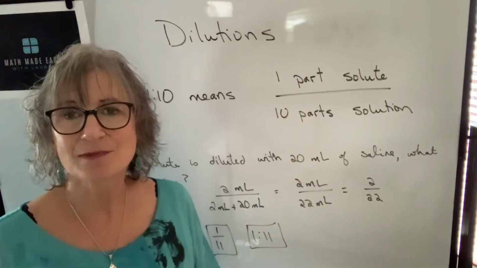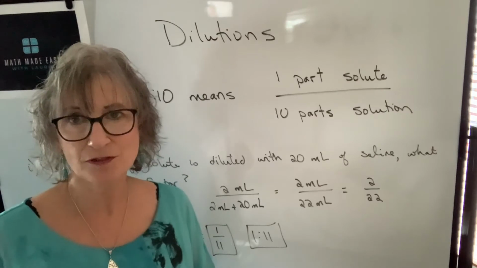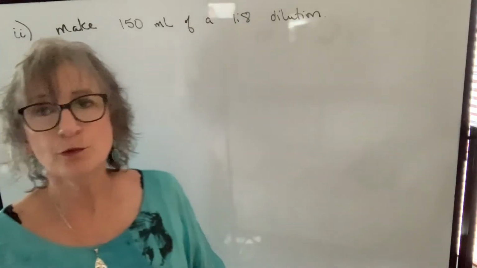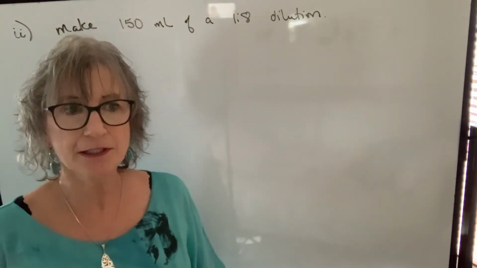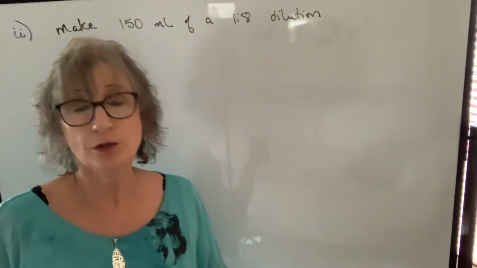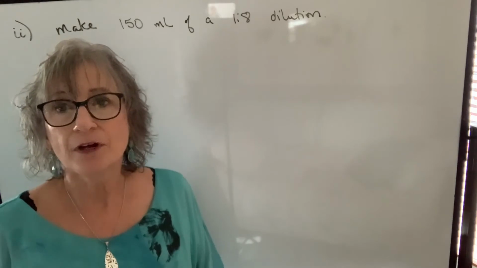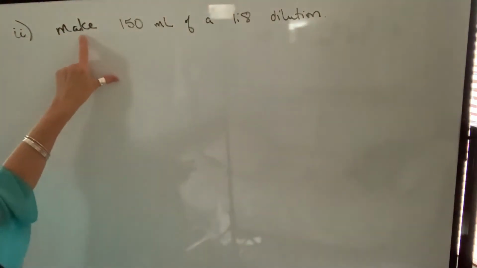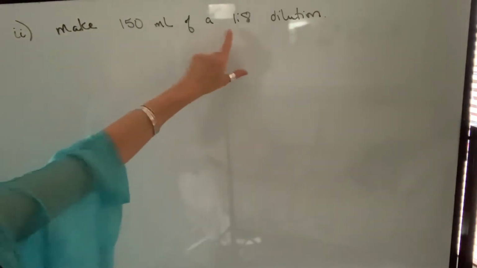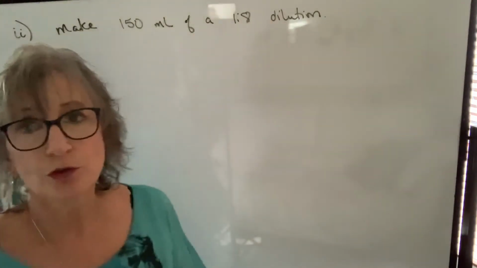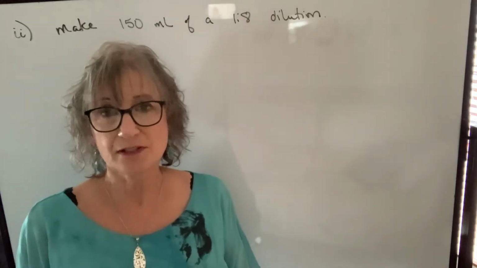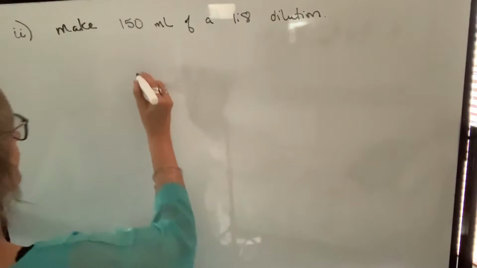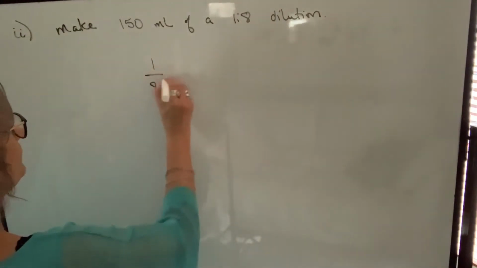Now let's take a look at some examples where we might have to calculate the amount of solute or solution to get a certain dilution. So when you're doing questions where you're asked to find the amount of the solute or the amount of the solution, I find direct proportion works best. So this question says make 150 milliliters of a 1 to 8 dilution. So 1 to 8 is our ratio. That means for every 1 part of our solute, we need 8 parts of our solution. So we're going to start with that. It needs to be in that ratio.